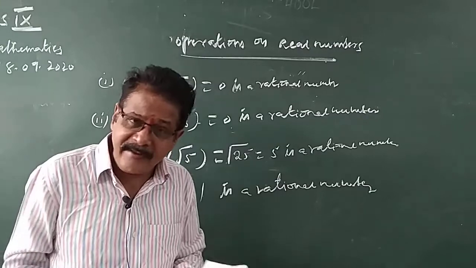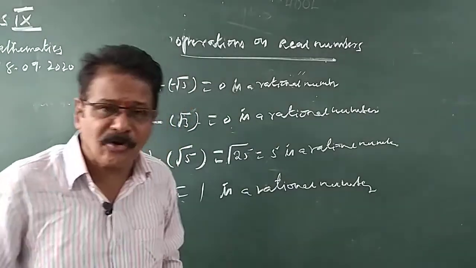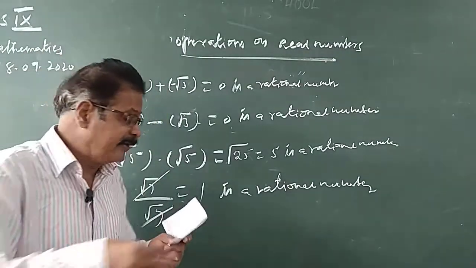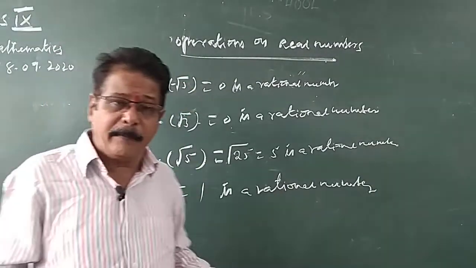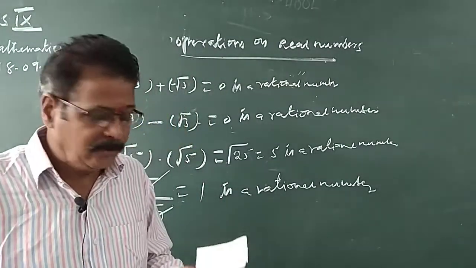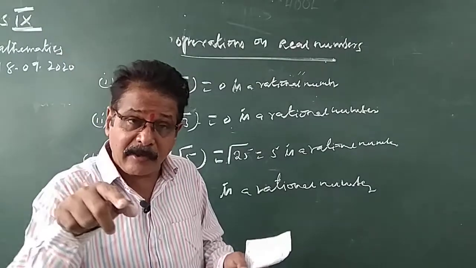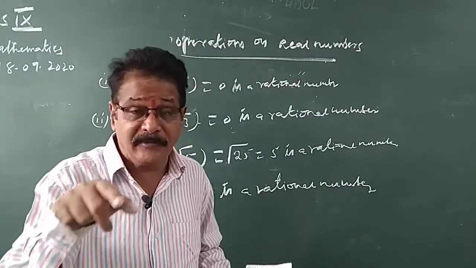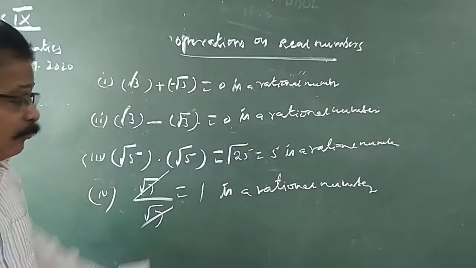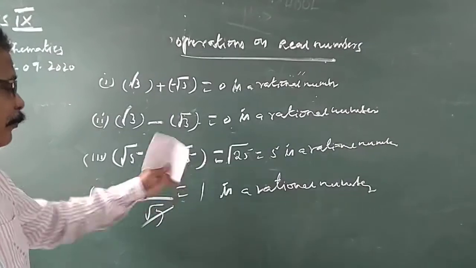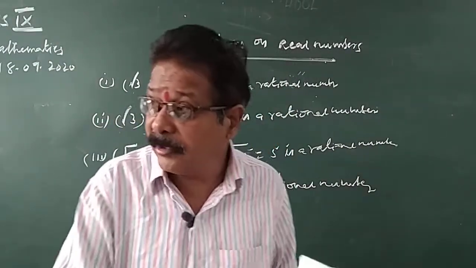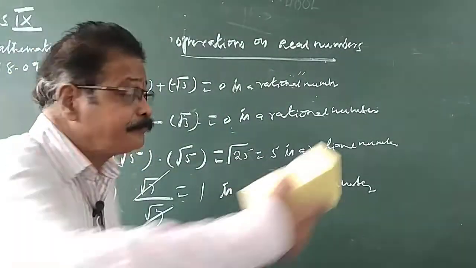Therefore, irrational numbers are not closed with respect to all the four fundamental operations. Four fundamental operations are addition, subtraction, multiplication, and division. So, what is the question? Can you say all irrational numbers are closed with respect to all four fundamental operations? No. Why? Just now we proved that the sum, difference, product and quotient of two irrational numbers need not be an irrational number. So let us go through some problems now.